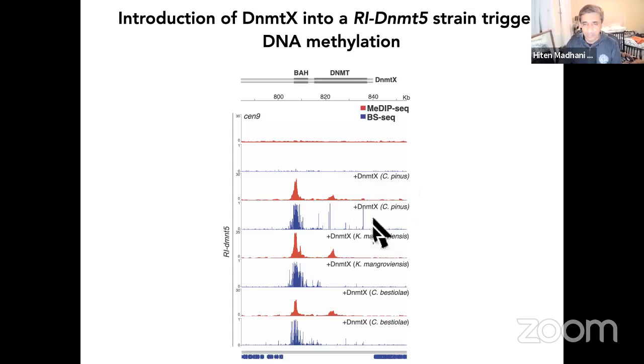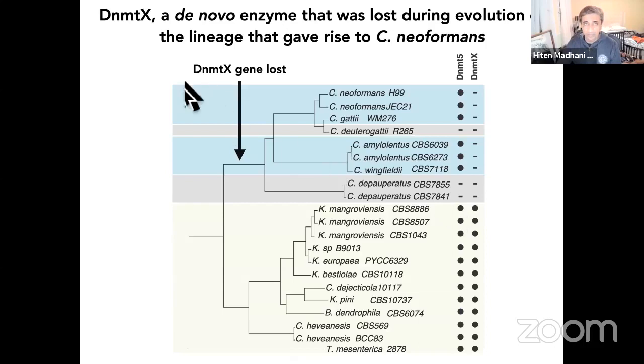But if you introduce DNMTX from Cryptococcus pinus, Kwoniella mangrovensis, or Cryptococcus bestiolae, you now see methylation de novo at this centromere and many other centromeres and even some subtelomeric regions. So clearly, DNMTX, when introduced into Cryptococcus neoformans, can trigger DNA methylation de novo, which then, of course, can be maintained by this maintenance enzyme, DNMT5. And so that's our model for how methylation started.